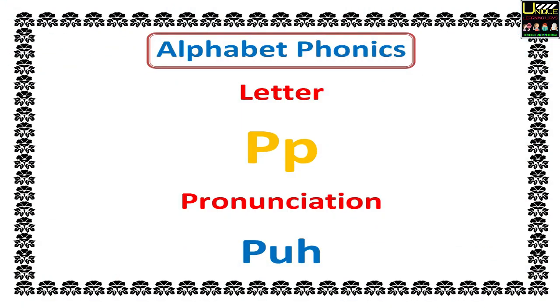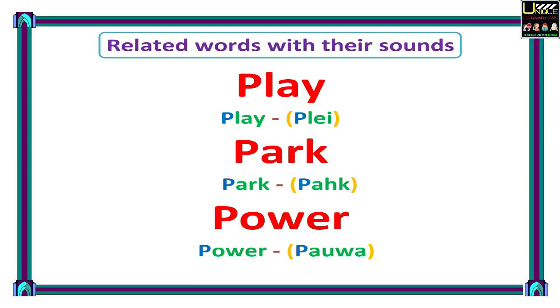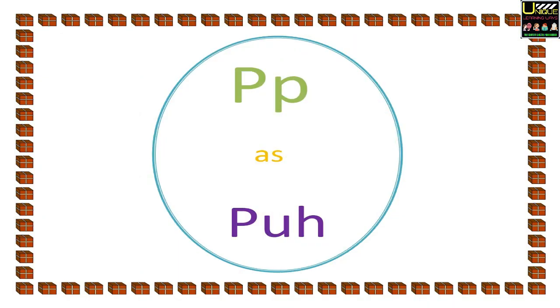Alphabet phonics. Letter P. Pronunciation: P. Related words with their sounds. Here you can see 3 words in red with their pronunciation. Play, park, power. P as P.